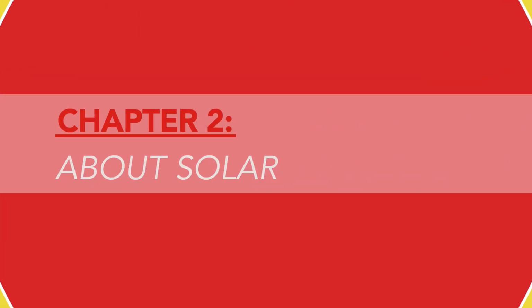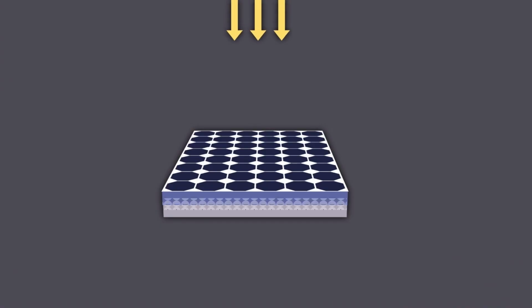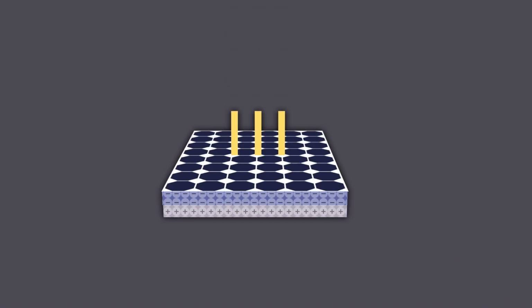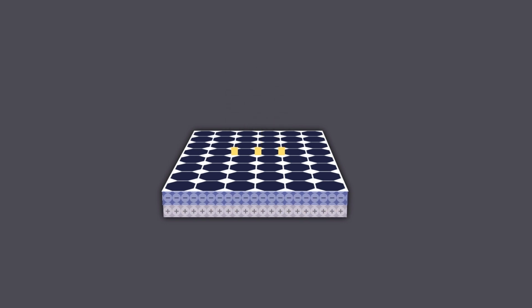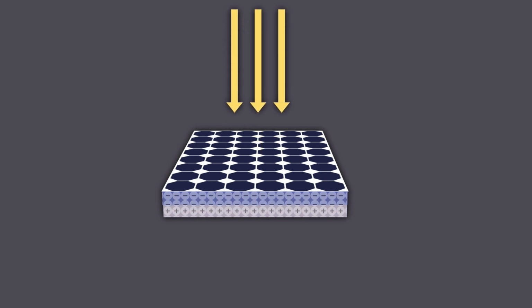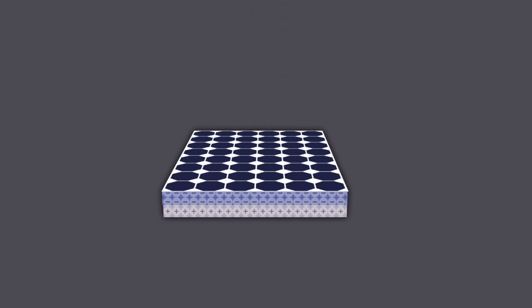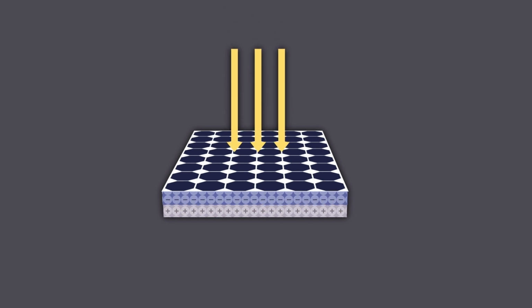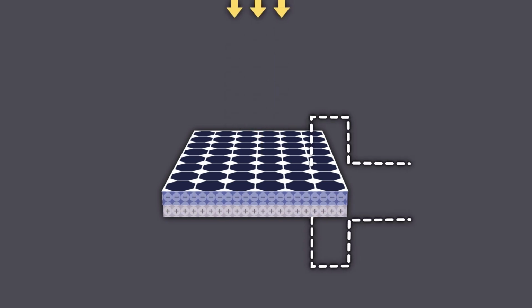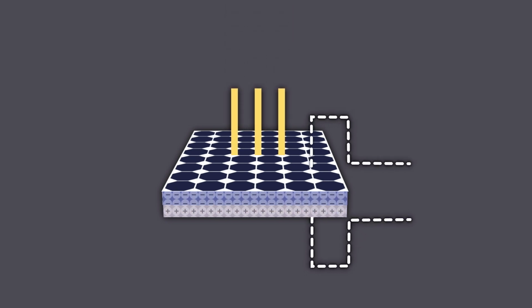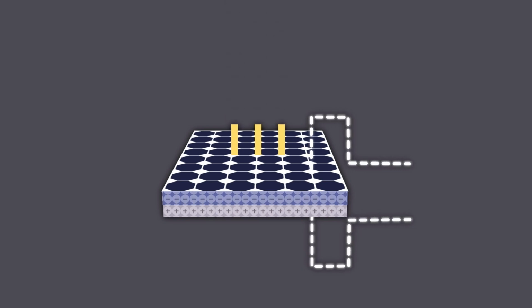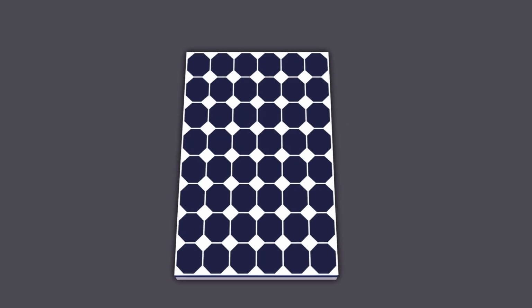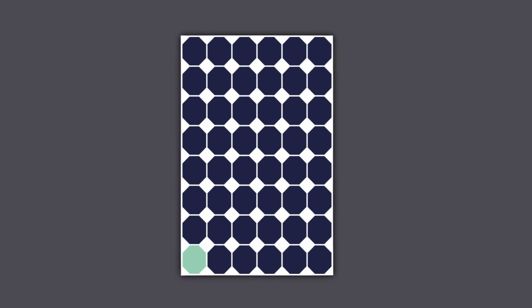Chapter 2. About solar. The photovoltaic effect can directly convert energy from the sun into electricity. Photovoltaic (PV) technology uses semiconductors within the solar cells to release electrons from their atoms when exposed to light. The flow of electrons in a circuit from the positively and negatively charged semiconductor layers creates an electric current. Multiple PV cells are connected to form a solar module, and each module is linked to create a solar array.